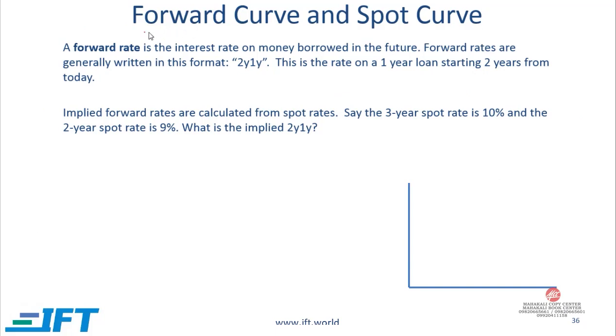All right, the forward curve and the relationship with the spot curve. We have already talked about the spot rate and the spot curve. Now let's talk about the forward rate. And this is very important. It is emphasized in the learning objectives. A forward rate is the interest rate on money borrowed in the future. Forward rates are generally written in the format shown right here, 2y, 1y. Now what does this mean? This is the rate on a 1 year loan starting 2 years from today.